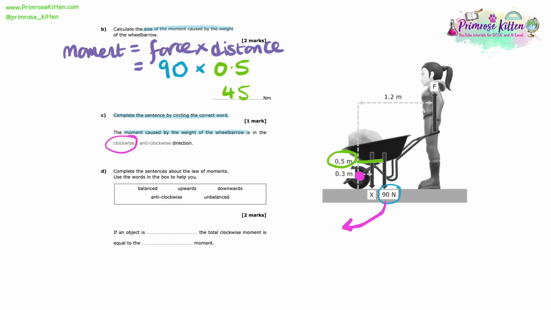So now we're asked to complete the sentences about the law of moments. So here we're told, if an object is something, the total clockwise moment is equal to the something moment. So here the answer is going to be balanced. If an object is balanced. Alternatively, we could have said in equilibrium, but of course that is what is in the box here. So if an object is balanced, the total clockwise moment is equal to the anti-clockwise moment. And that is going to be our little definition there.